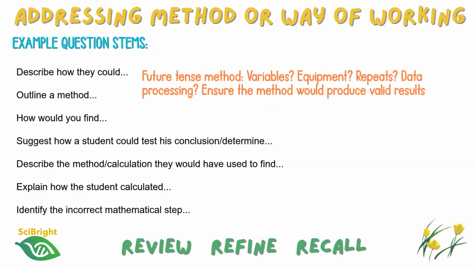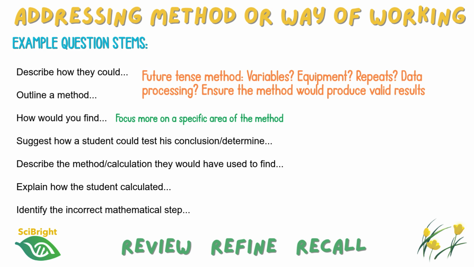Now let's look at some different ways they will ask you to describe a method or way of working. And it's really important to consider the subtle variations in these questions to ensure you get the marks. Some of them are more straightforward, such as describe or outline a method. And this needs to be future tense, and a good method would be a logical sequence that includes variables, equipment, references to repeats for reliability, and don't forget, as some students do, what will you look for or how will you process your data?